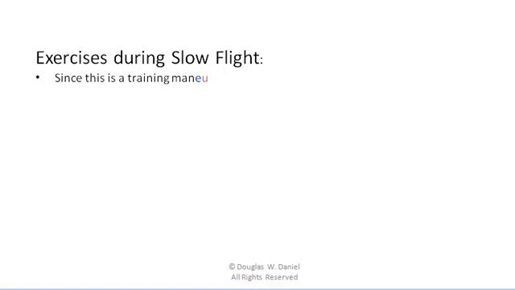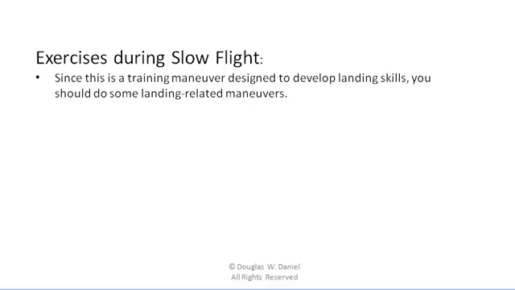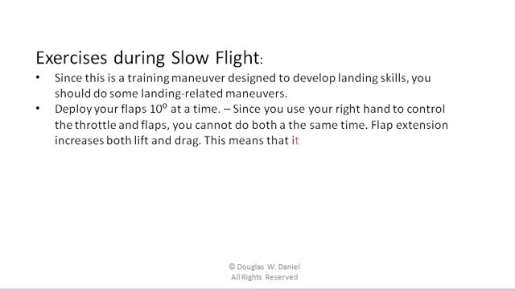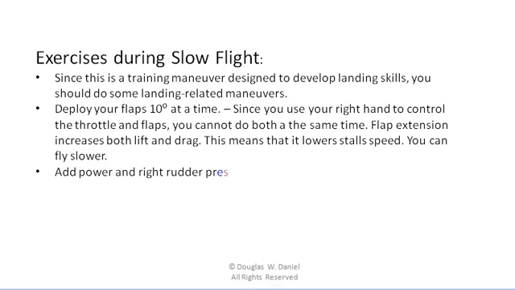Exercises during slow flight. Since this is a training maneuver designed to develop landing skills, you should do some landing-related maneuvers. Deploy your flaps 10 degrees at a time. Since you use your right hand to control the throttle and flaps, you cannot do both at the same time. Flap extension increases both lift and drag. This means that it lowers the stall speed. You can fly slower. Add power and right rudder pressure as you deploy flaps.